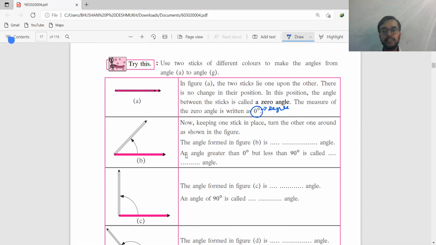Now keeping one stick in place, turn the other one around as shown in the figure. This pink color stick is fixed, and we are changing the position of the second stick, right? Now the angle formed is called the acute angle, and an angle greater than 0 degree but less than 90 degree is called an acute angle. Okay, is it clear?